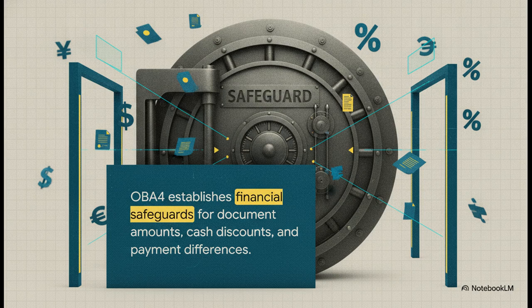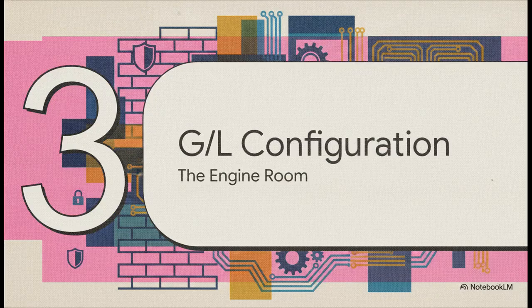This configuration sets the absolute upper financial limits for your employees and users. It dictates the maximum document amounts they're allowed to post, the specific cash discount percentages they're authorized to grant, and even the acceptable payment differences they're allowed to clear. So if an interviewer asks you about OBA4, what they're really asking is, do you know how to protect the company's vault? All right, let's head into Section 3, General Ledger Configuration, the engine room.